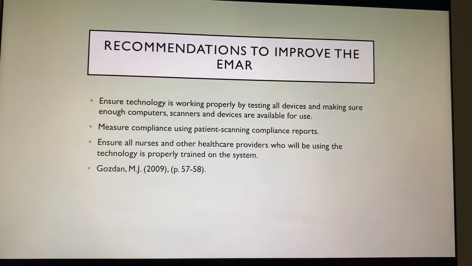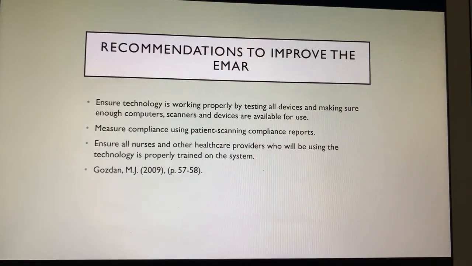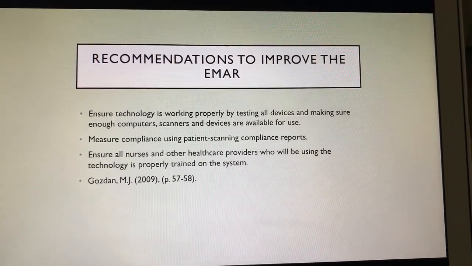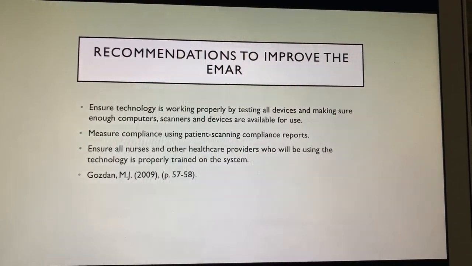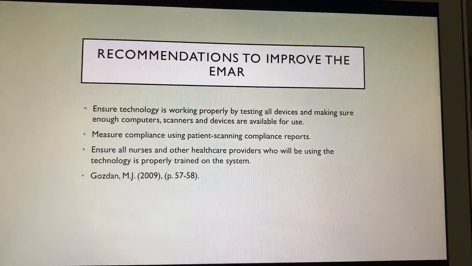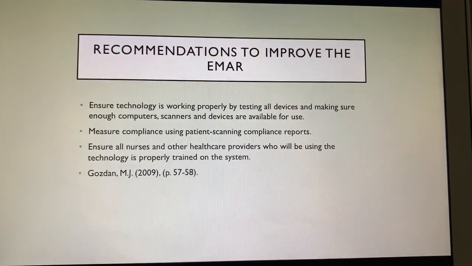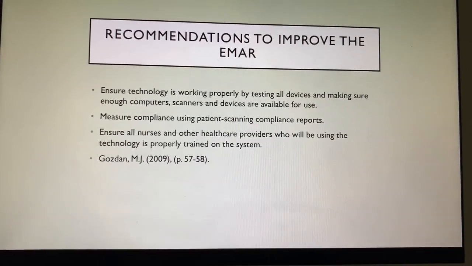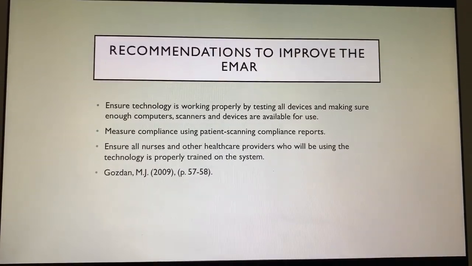Where I work at Mount Nittany, we get a monthly paper put into our mailboxes telling us the percentage of our scanning. So it tells us the percentage of us scanning the patient's wristband and also our percentage of scanning the actual medications. It tells us where we have room for improvement or if we are doing well, which is really nice to know as a nurse, because wherever you need to improve, you definitely want to try to improve on that.